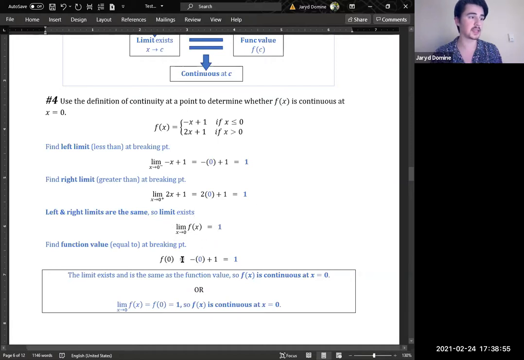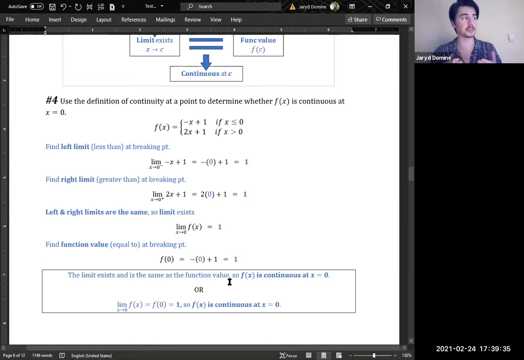Okay. Last step is to find the function value. That just means plug a 0 into f. So if we look up here, we use the first one for x equals 0. We plug a 0 into minus x plus 1, which gives us 1. And everything's the same: 1, 1, 1, 1. The left limit, right limit, the limit, and the function value are all the same. And so this is our answer. The function is continuous at the point.